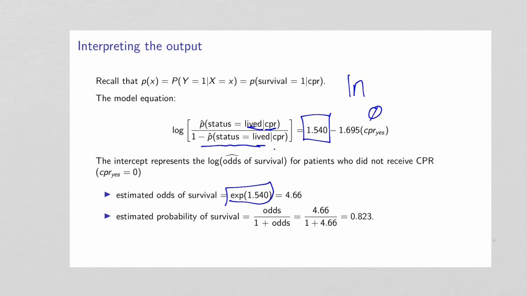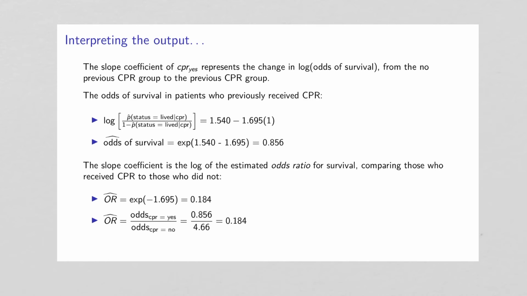See, right here. Okay. The slope coefficient represents the change in log odds from the no to the yes. Okay, so when you have yes, x equals 1 right there, and then when you have that there. The slope coefficient is a log of the estimated odds ratio of survival.